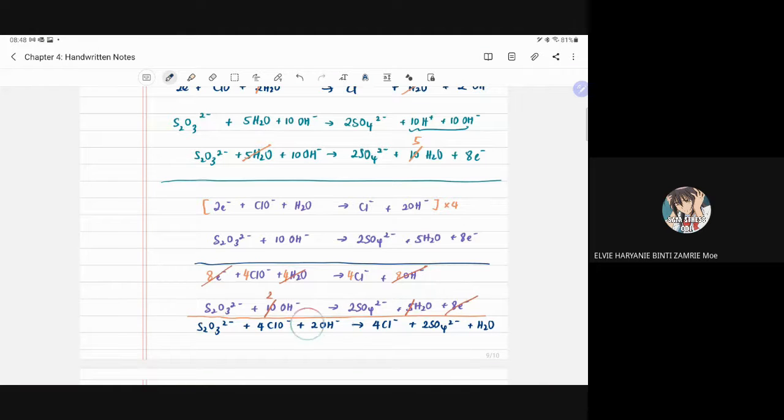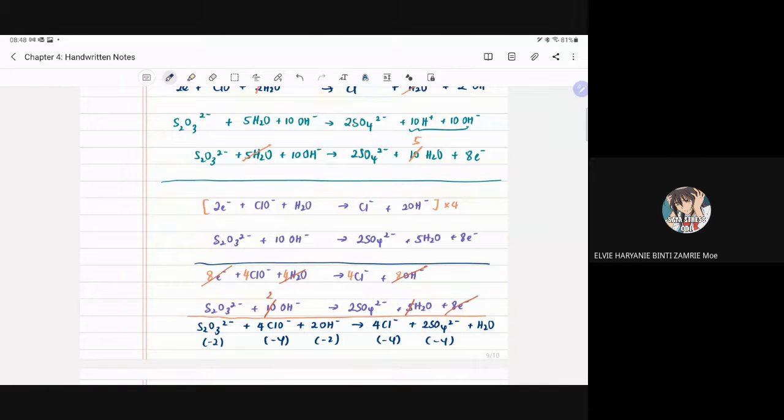Okay. Now kita tengok balik balance ke tidak. 2 sulfur, 2 sulfur, 4 klorin, 4 klorin, 3 oksigen tambah 4, 7. 7 tambah 2, 9. 9 oksigen, 2 kali 4, 8. 8 tambah 1, 9. Hidrogen pula ada 2 hidrogen, 2 hidrogen. Atom semua dah balance. Kita tengok charge, ini adalah negatif 2, negatif 4, negatif 2. Total negatif 6. Negatif 4, 2 kali negatif 2, negatif 4. Negatif 8 juga. So this is balance.